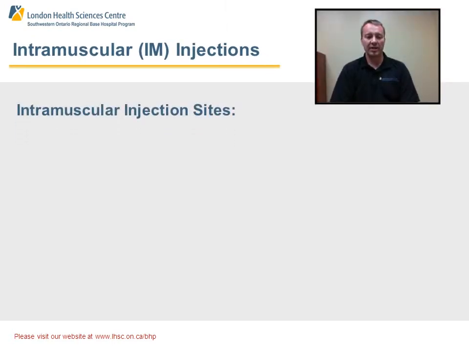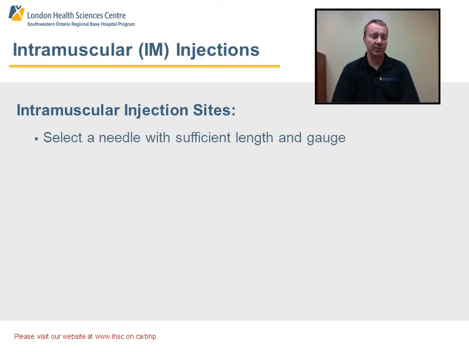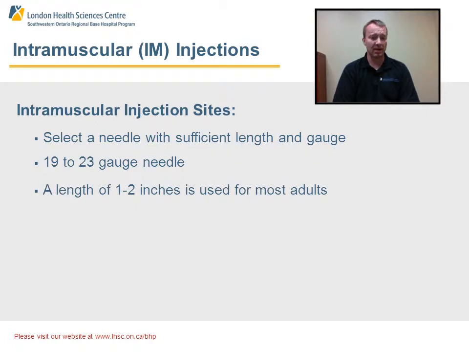So, our IM injection sites. The first thing we want to do is select the needle appropriate for the IM injection site. The needle should be long enough to get into the middle of the muscle, to the core of the muscle. The gauge of the needle depends on the viscosity, or the thickness, of the medication that's going to be injected. Usually around a 19 to 23 gauge needle is used for the majority of IM injections. One to two inch needles are used for most adults, usually a 1 inch needle for thinner adults, and the 2 inch needle for the heavier adults. The needle will be inserted at 90 degrees into the muscle.